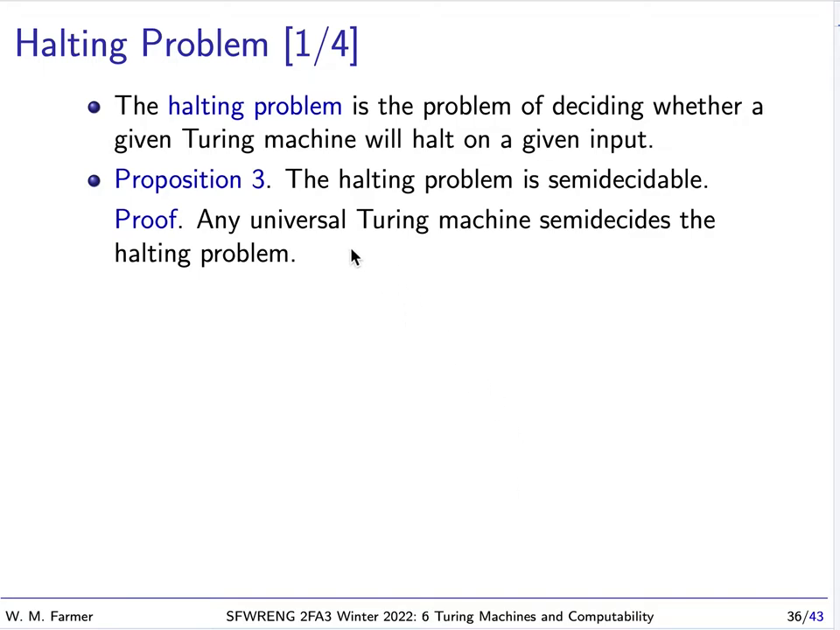So how do we do this? We come up with a universal Turing machine U, and we give it as input a code for M and a code for the input, and then we let U simulate M running on X. If M halts on X, then we know that M will actually halt on X. And if M does not halt on X, we may not know that, because it's very possible the simulation will run forever. So the halting problem is easily seen to be semi-decidable.